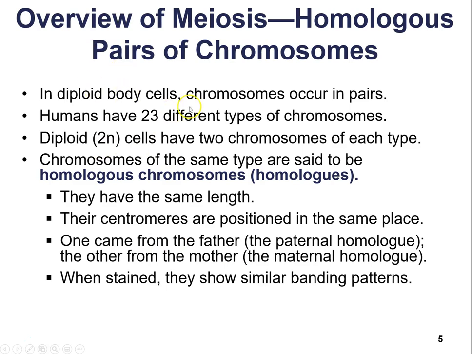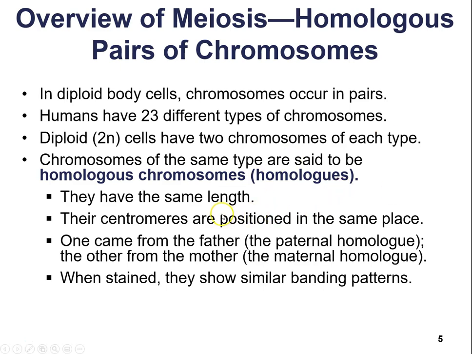Here again, in diploid body cells, chromosomes occur in pairs. Remember 2n, 2 sets of 23. 23 different types of chromosomes. Again, 2 chromosomes of each in diploid. We say that those chromosomes of the same type are said to be homologous. I'm going to show you a picture in a second. So homologous chromosomes are homologs. That's what this says here.